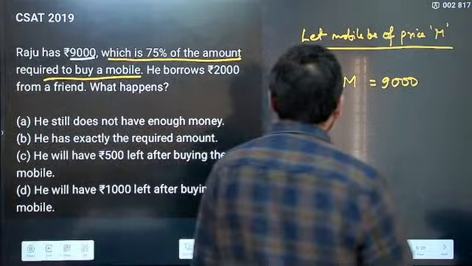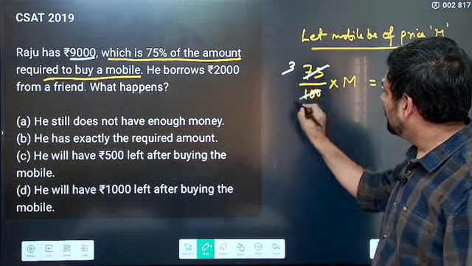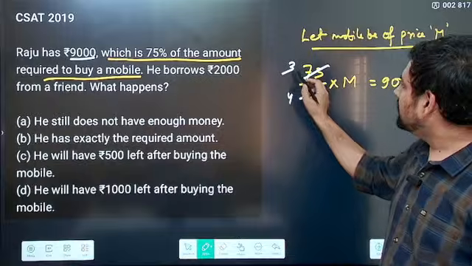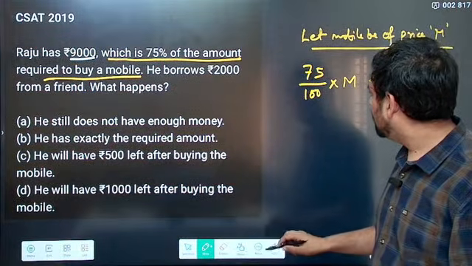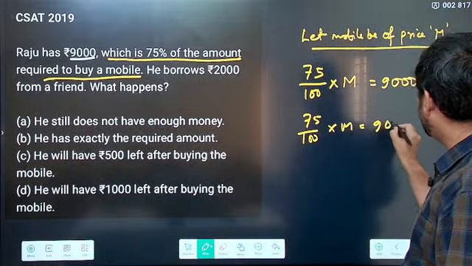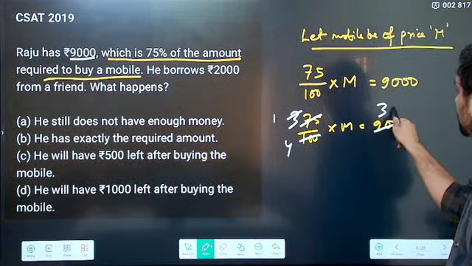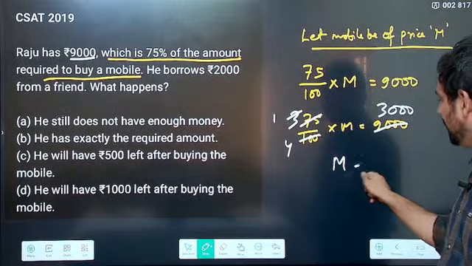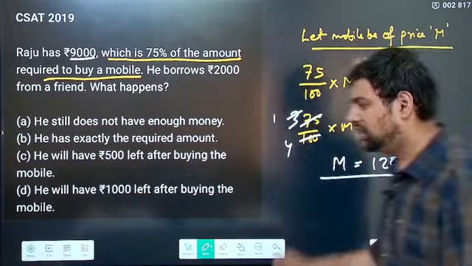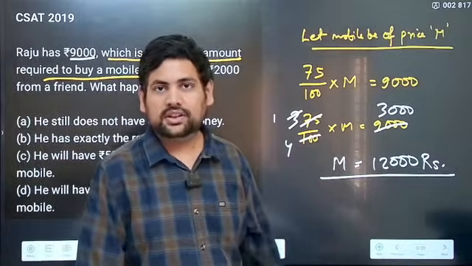Then let's find out the price of mobile. So price of mobile will be what? This goes how many times? 3 times, 4 times. Correct? 3 by 4 by 25. Then 3 and 9,000. Then cancel. 75 by 100 into M is equal to 9,000, and then this goes 3 times, this goes 4 times, 3 ones are 3, this goes 3,000. So M came out to be 3,000 into 4, that is 12,000 rupees. What is the price of mobile? Mobile price is 12,000 rupees.